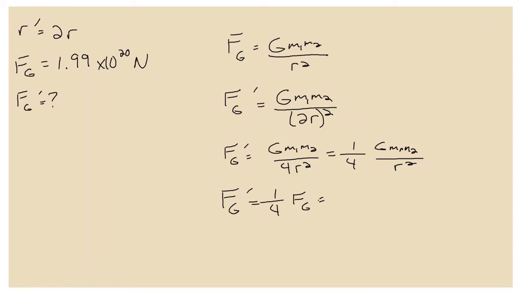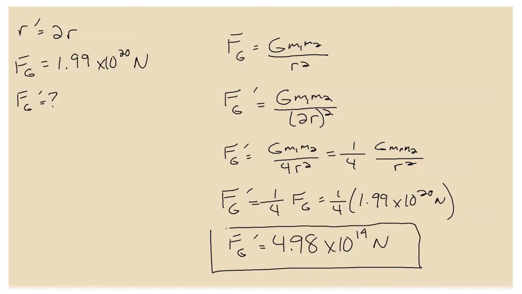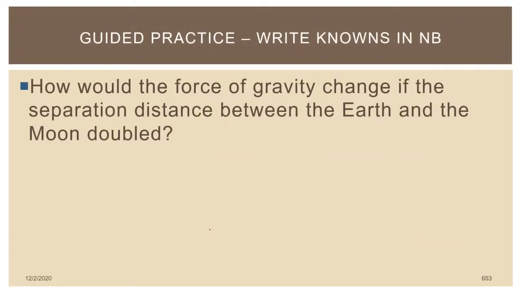Now, notice here, I wrote an equal sign. And the basic idea here is because we actually know the value for Fg, we can just literally take 1/4 of that. So we would take 1/4 of 1.99 times 10 to the 20 newtons, and that would give us for our Fg prime 4.98 times 10 to the 19 newtons. So if they ask you what would the new force be, you could do this. Notice the question here says how would it change? It would change by 1/4.